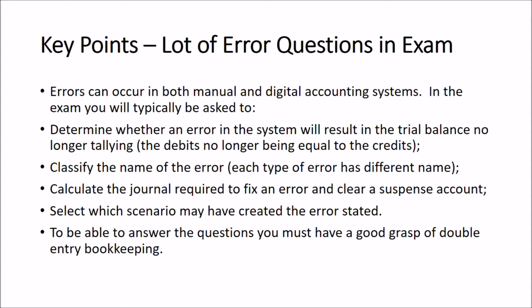And you've then also got, calculate the journal required to fix an error and clear a suspense account. So where we have a trial balance that doesn't balance, we're going to put a suspense account in. This is an account which we put in that makes the trial balance now balance, so the debits equal the credits. You then find the error, which will be given to you, and you'll clear that suspense account. Or alternatively, you might be given an error, and then you're given a series of scenarios, and you're going to select which scenario created that error. And so all of these questions, apart from the name the error, are very much about double entry bookkeeping.